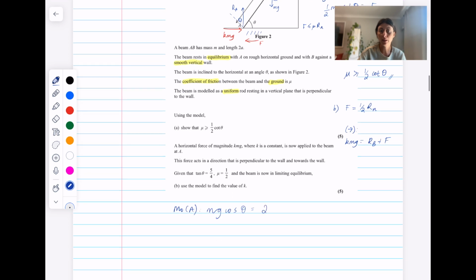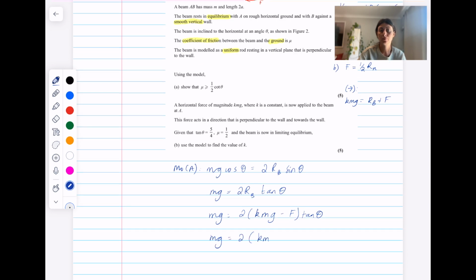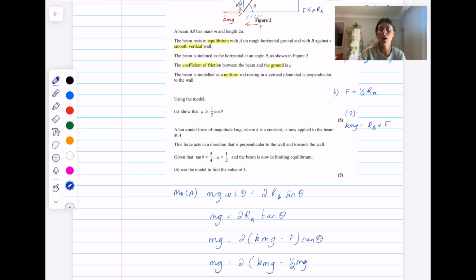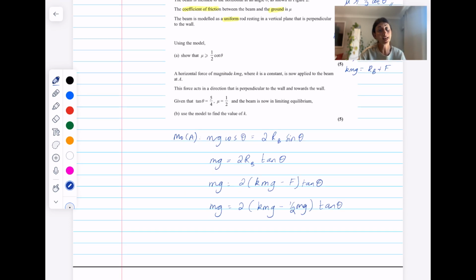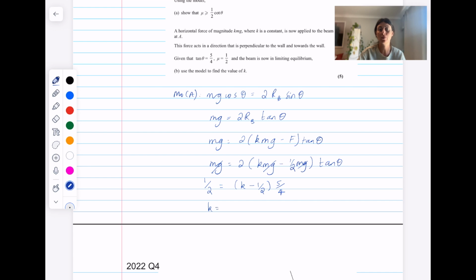This time we know the value of tan theta, and we can also substitute in, rearranged, what we got for Rb, Kmg minus F. Now, F equals half Ra, and Ra, the mg's from both sides will cancel. And now all we need to do is substitute in tan theta equals 5/4 and rearrange to get K on its own.